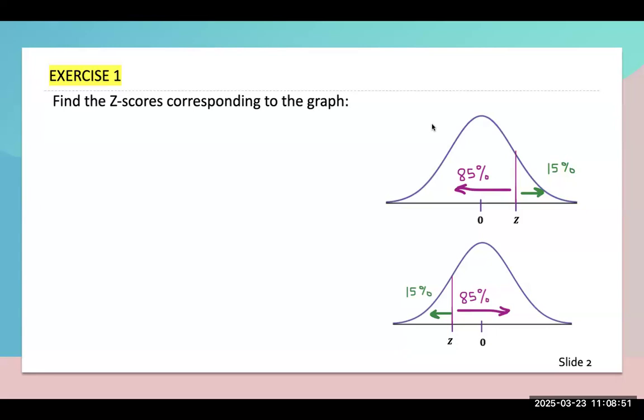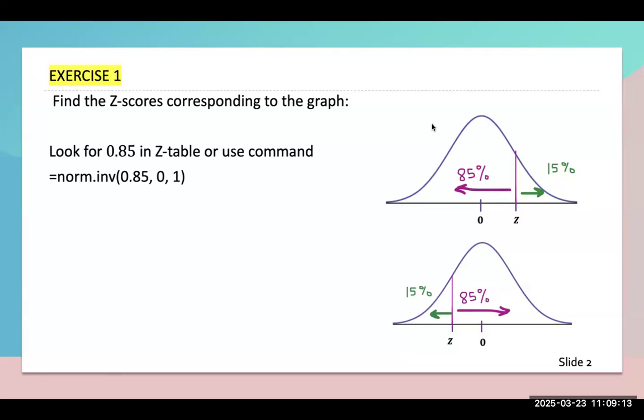So we want the z-score where 85% of the data is to the left of the z-score and 15% is to the right. Now you can do this using a z-table or Microsoft Excel. We can look for 0.85 in our z-table, or we can use the command equals norm.inv 0.85, and either one of these will give us our answer. Let's start with the z-table.